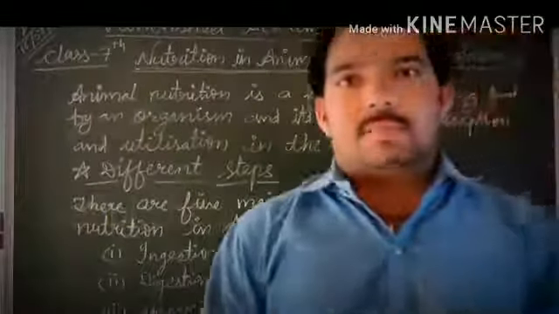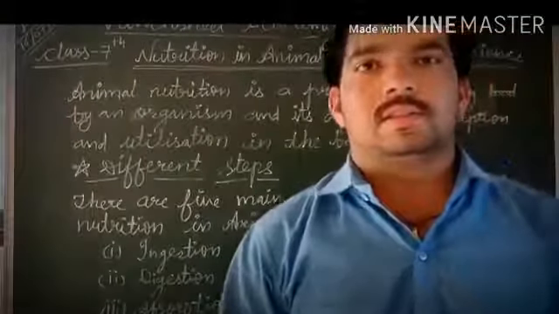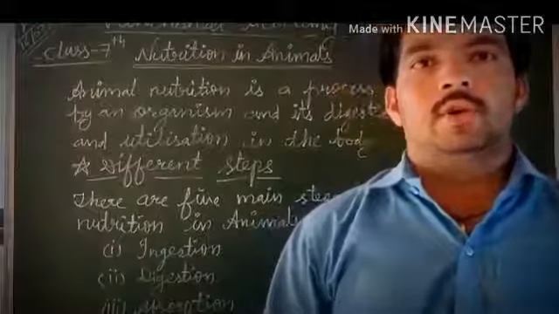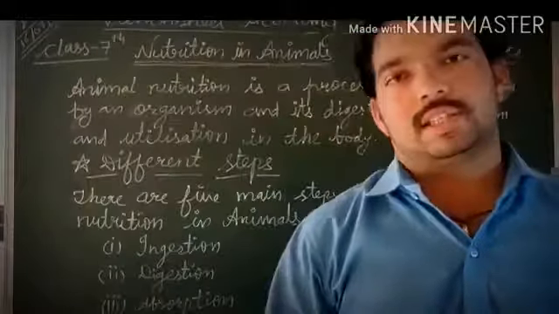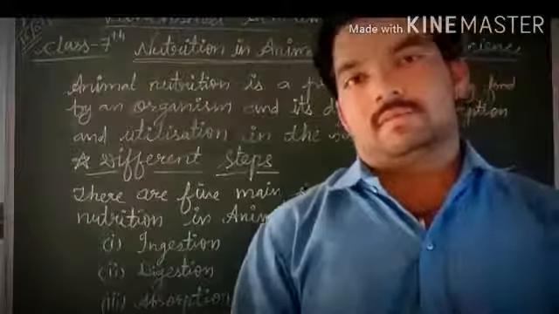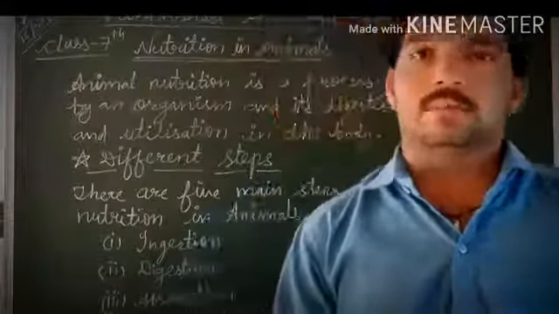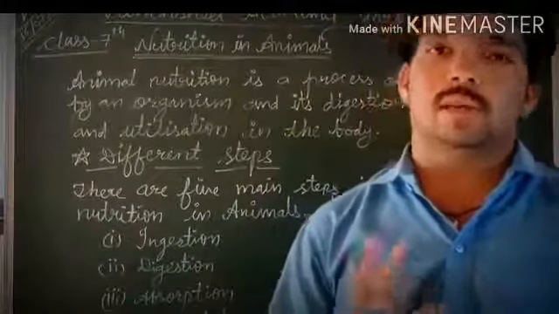In the previous chapter we learned about nutrition in plants. Now we know very well how plants make their food with the help of photosynthesis, and they are the only living organisms which can make their food themselves. They cannot depend on others, plants or animals.